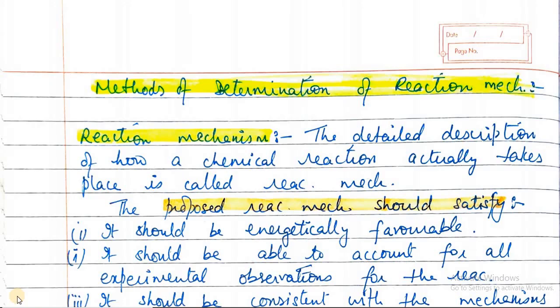Today we will start with methods of determination of reaction mechanism in the chapter Mechanism of Organic Reactions. So, how can we determine the reaction mechanism present in a reaction, how a reaction will take place, what mechanism will be involved in a particular reaction? There are various methods by which we can determine the reaction mechanism.